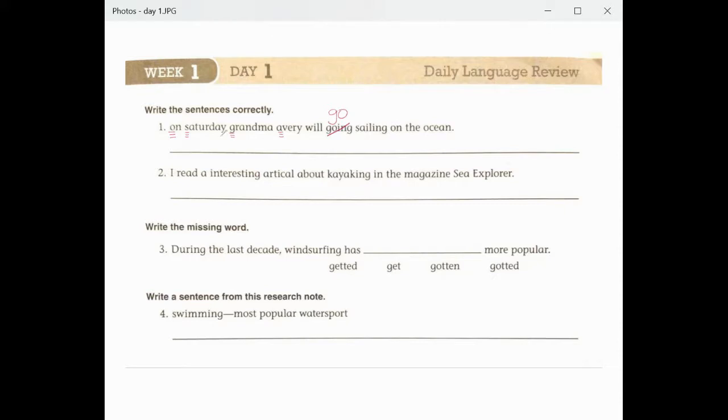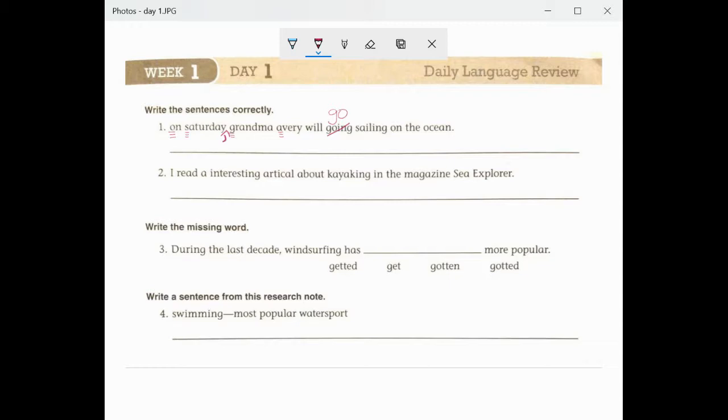So what I'm going to do is I'm going to put this little thing in here. It's called a caret. You will not put that in there. This is just for when you're correcting writing. You're actually going to put the comma. This caret means, hey, something goes here, and it's that comma. And those are all the corrections for sentence number 1.